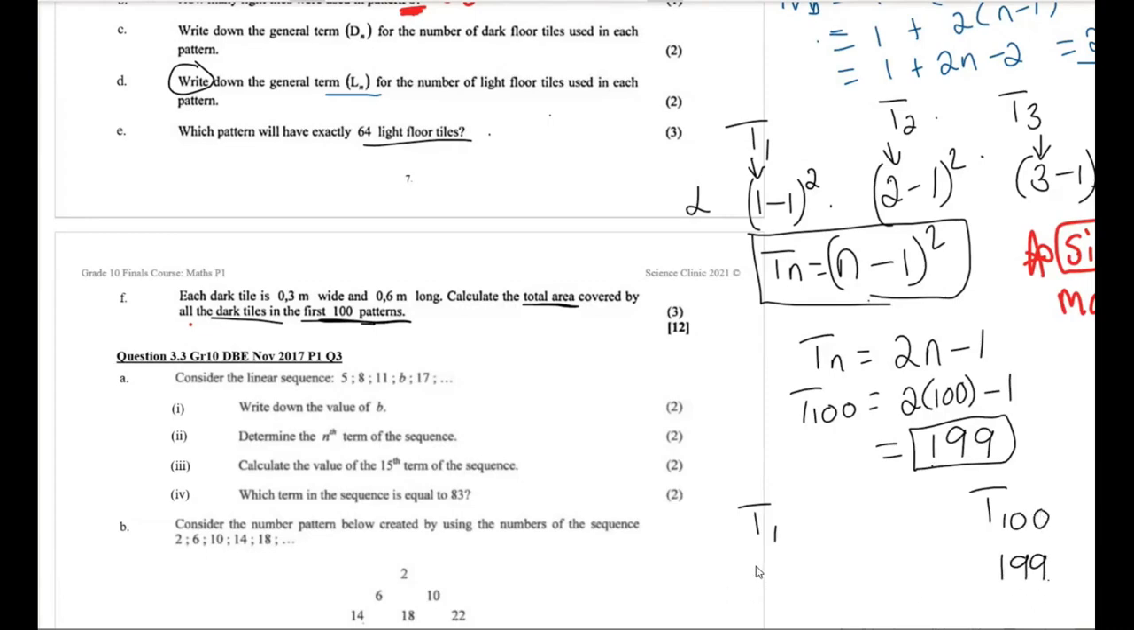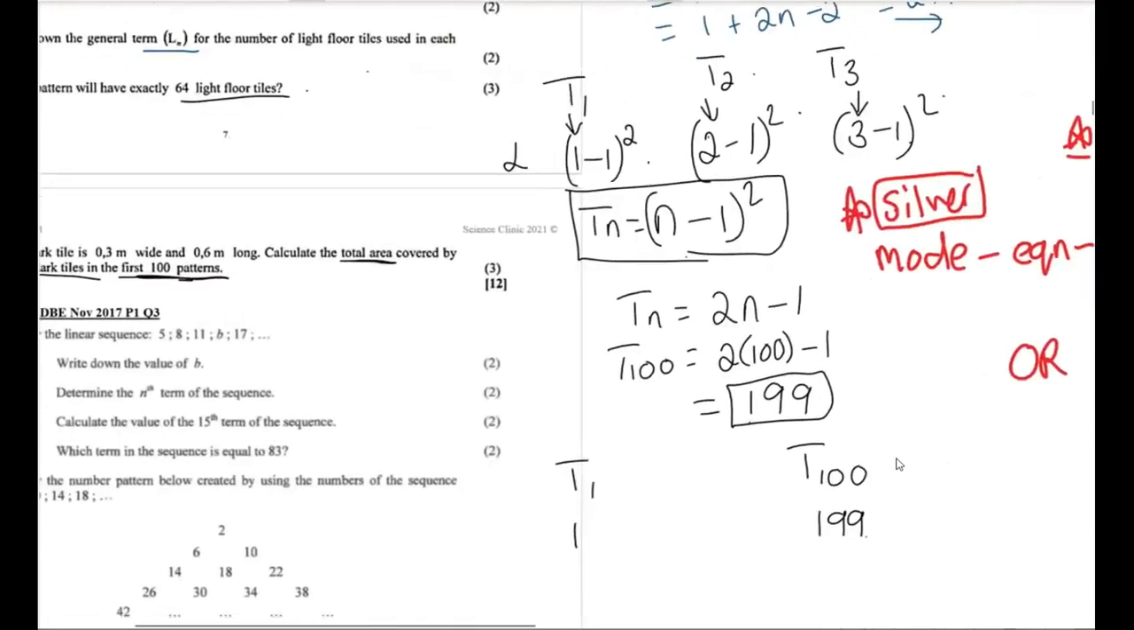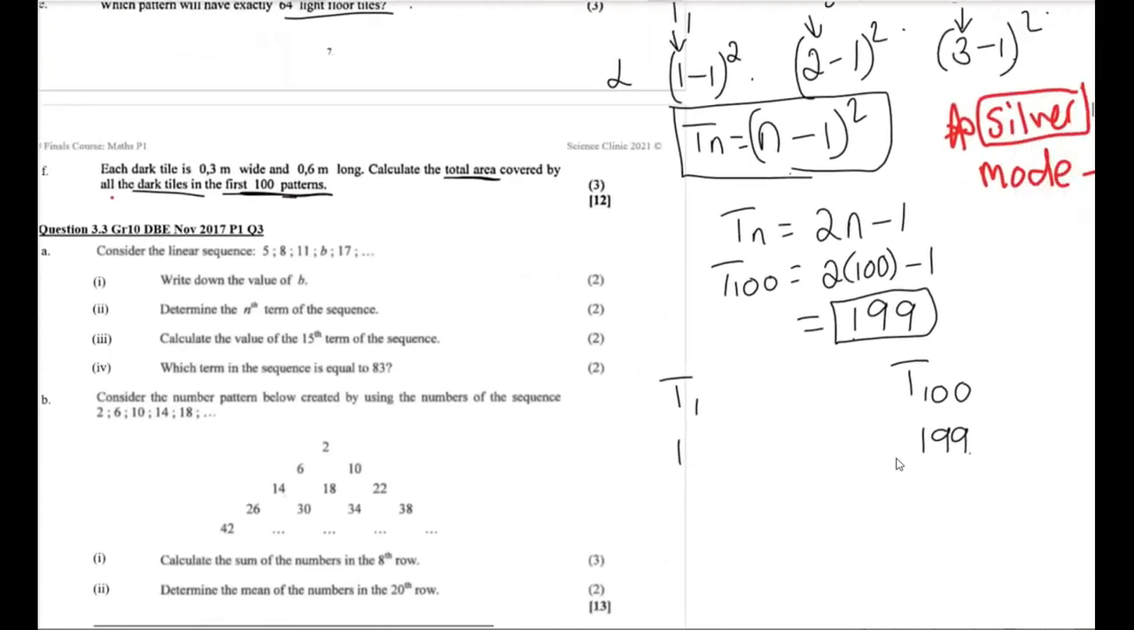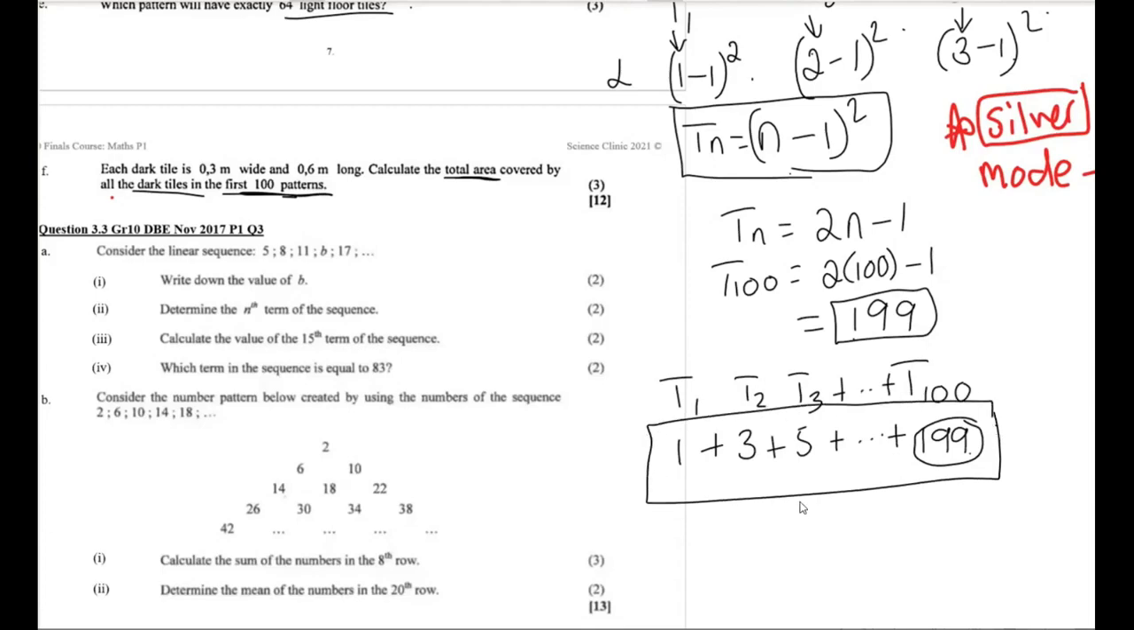T1 is what? It's 1. So we need to add all of them until the end. How do we do that? We need a total area covered by all the ductiles from the beginning to the end. So it's not the 199 here. It means in T100 there are 199 ductiles. Now I need to add the T2. So we need to add them. The T3, we are adding plus, dot, dot, dot, plus. So we need to add everybody until we reach 199. So we need that total.